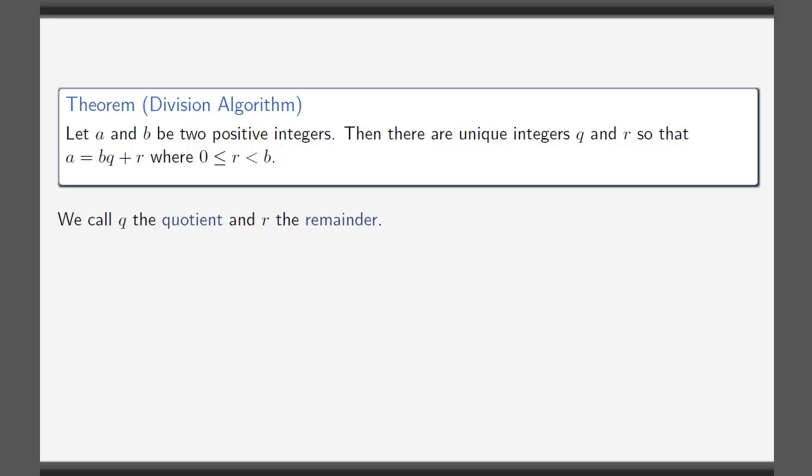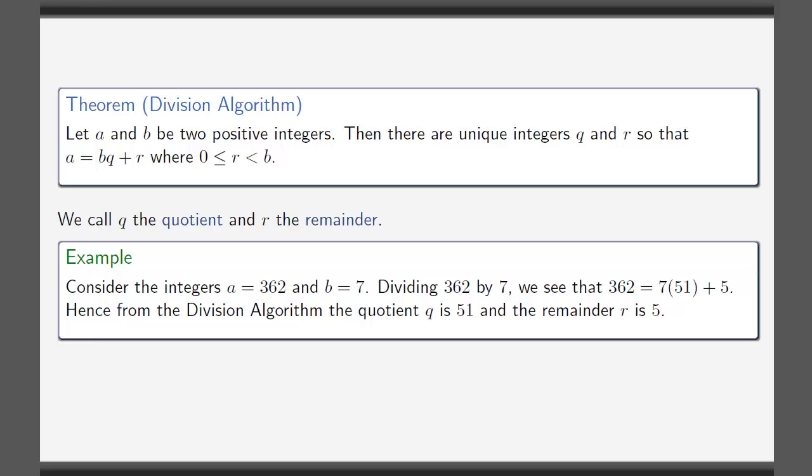So q is the quotient, r is the remainder term. And in our last slide, the b value was 13, so the remainder had to be somewhere from 0 to 12. As an example, if a is 362 and b is 7, then we can rewrite 362 as 7 times 51 plus 5. So the quotient in this case is 51 and the remainder is 5.